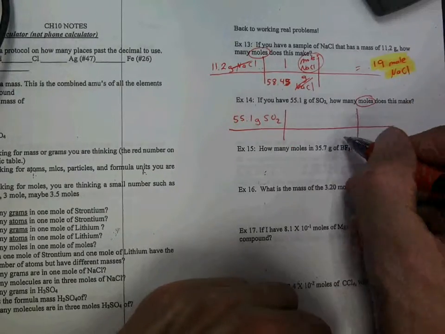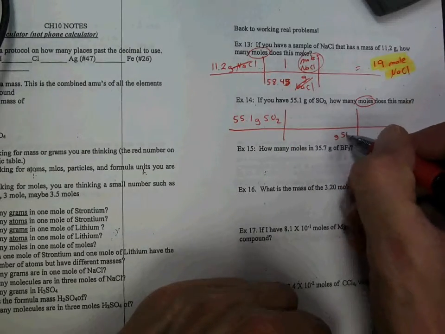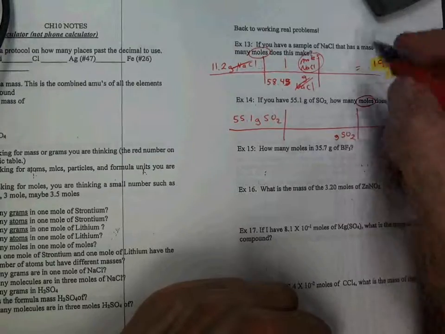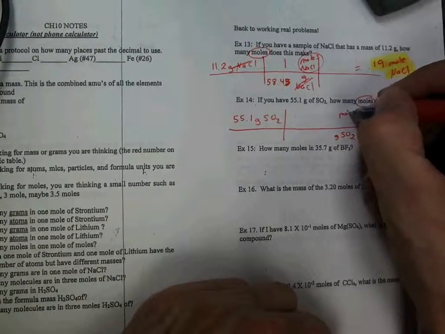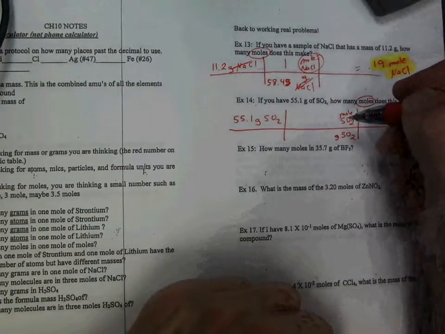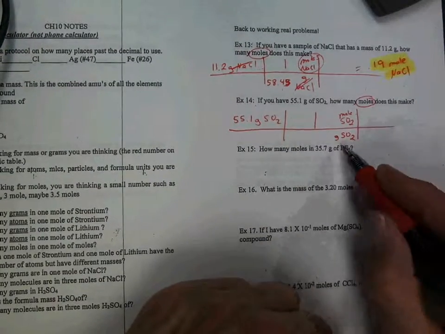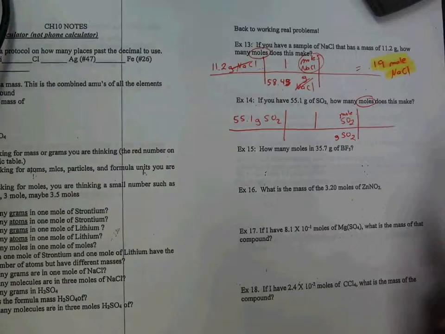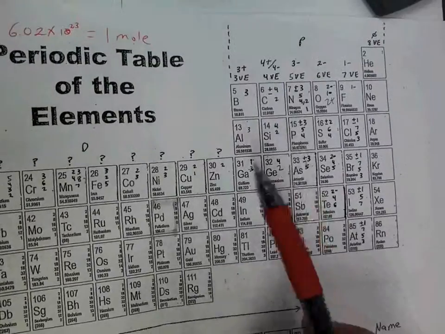And right off the bat, I remember that Mr. Stewart says always bring down the unit and the compound. So I'm going to bring down grams of SO2. And since I want moles, I'm going to go ahead and write moles of SO2 up here. I don't know what to put for moles, so I'm going to put a 1. And then grams of SO2.